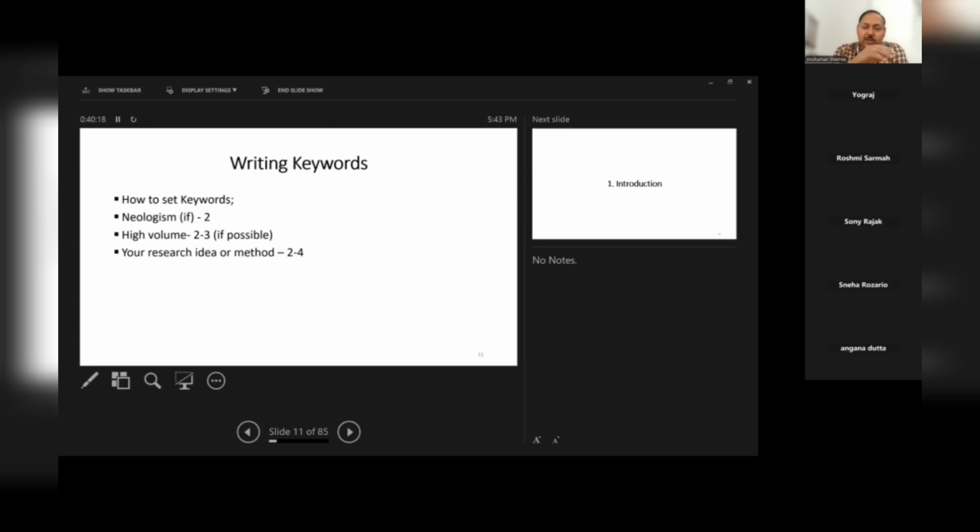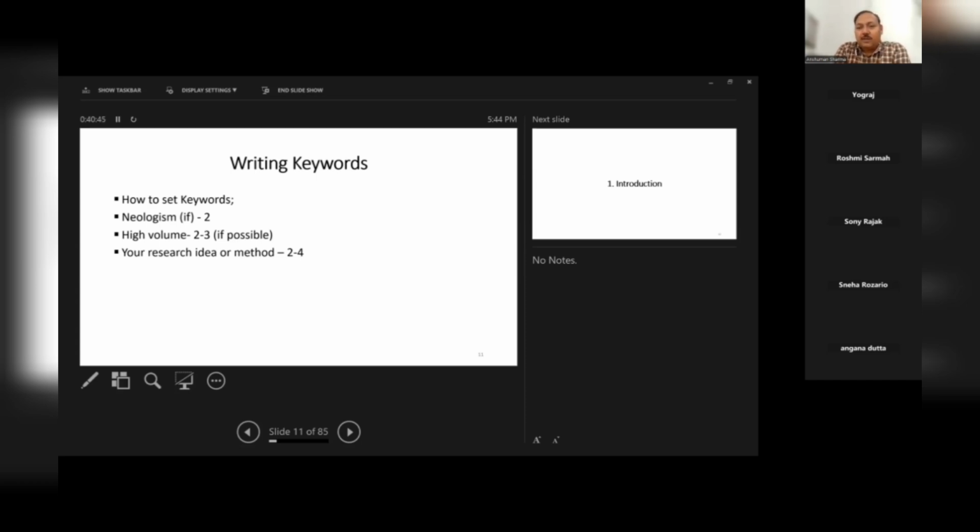So use these words in three places: either in your title, or in your abstract, or the third place, your keywords. These are the three places where you have to use these keywords. If you have used them, then definitely people will search, and once they search, Google will show them those papers. So you can use high volume keywords, two or three, and then your main research idea, what exactly you are doing.